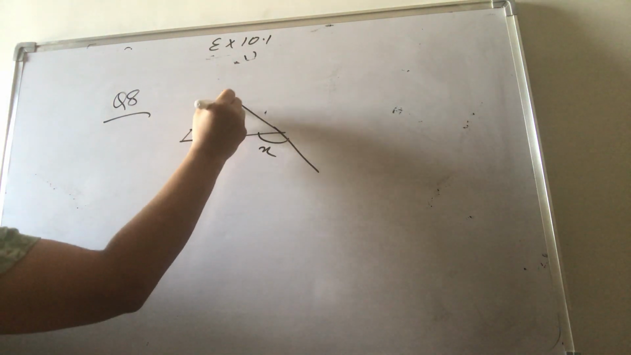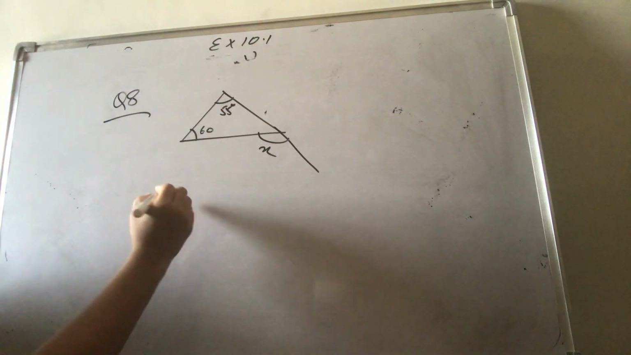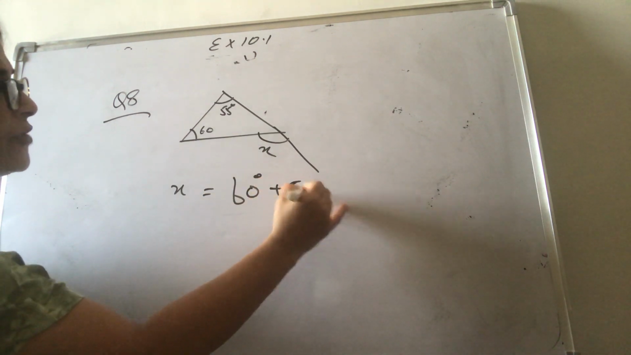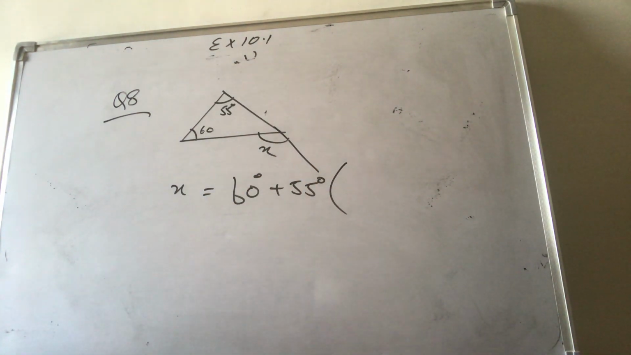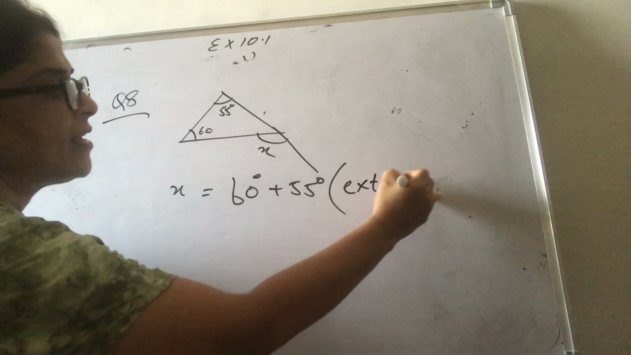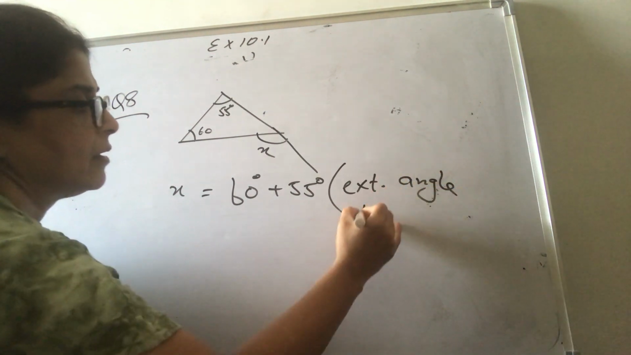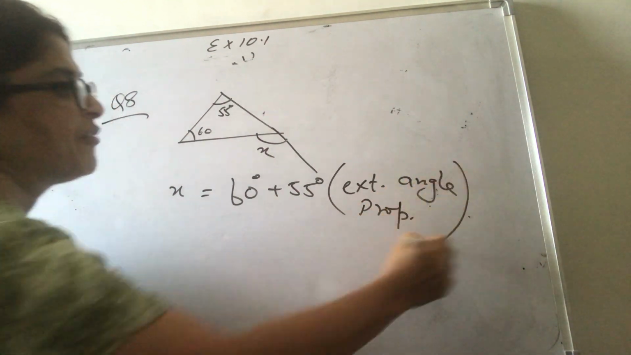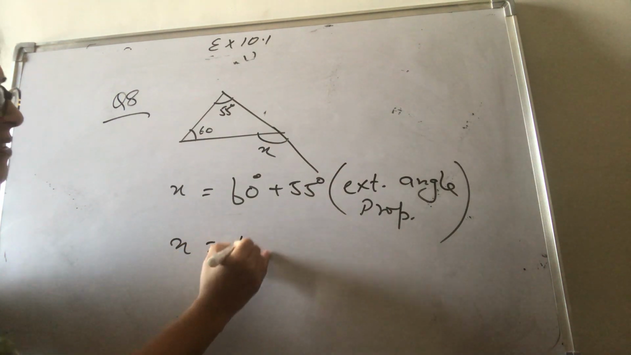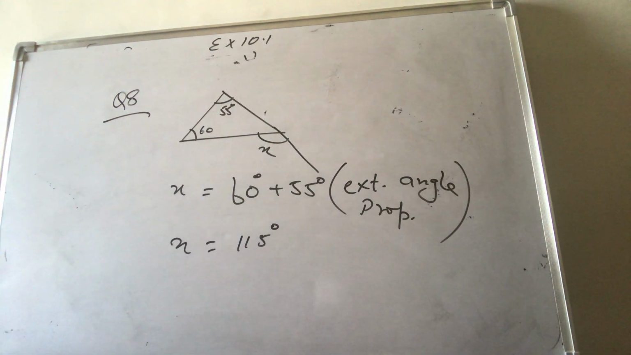This is 60 degree, this is 55 degree. We will write here x is equal to 60 degree plus 55 degree, and we will write the name of the property here, otherwise you will not get marks. That is the exterior angle property. Without this reason, this question has no value. Now x is 115 degree. That's all.